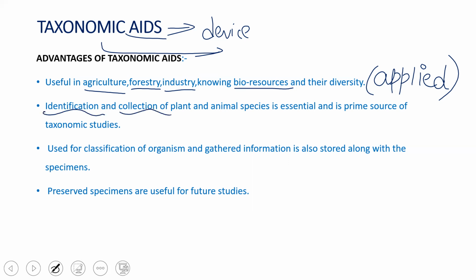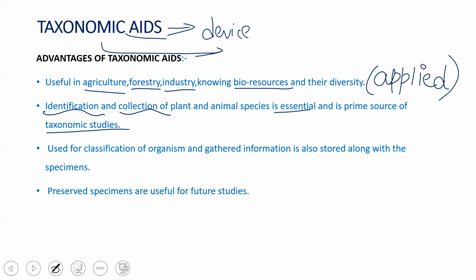So henceforth, the second advantage is it is used for identification, collection of plant and animal species, which is essential and prime source of taxonomic study. Either you can receive it and study the data, or you can send them so that they can study the data. Based on that, you can compare the data and analyze for yourself what exactly has been the perspectives of the organisms which have been present over there.